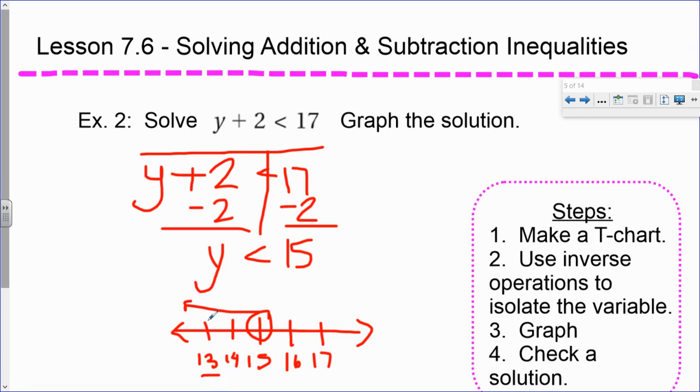So if I tested 13, I'll go back to the original inequality. 13 plus 2 is 15. Is 15 really smaller than 17? And the answer is yes. Hopefully you guys can use this to help you as we continue working on solving these inequalities tomorrow.